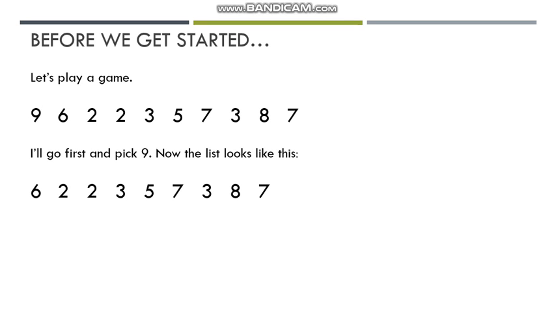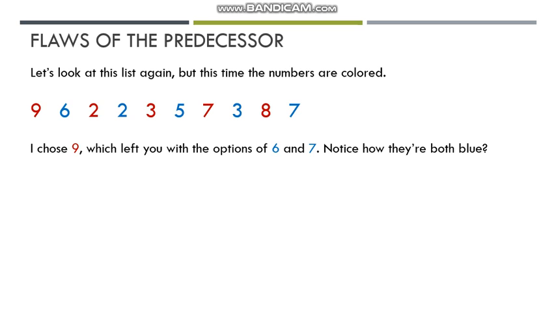But before you get your hopes up, let me stop you. The game's actually fake. This is the same list of numbers, but I've colored them this time. When I pick this 9, your options are 6 and 7, which are both blue. No matter what you pick, I'll have a red and a blue option. So if you pick the 6, I'll have a 2 and a 7, which means if I pick the red 2 again, you'll have only blue options.